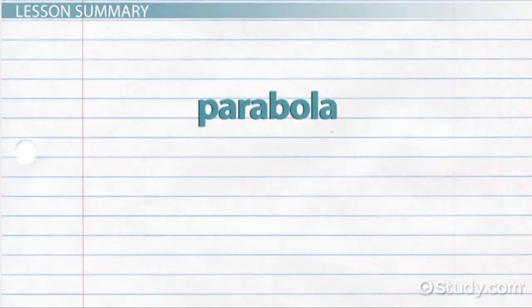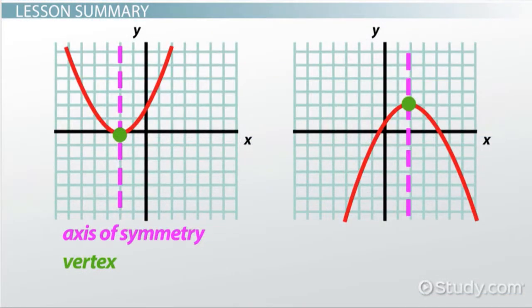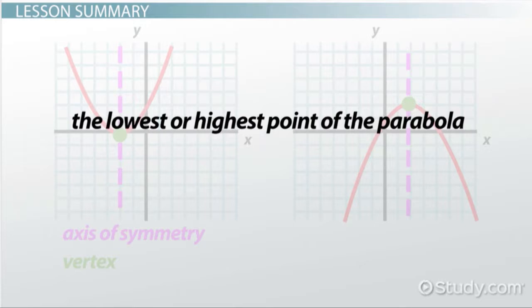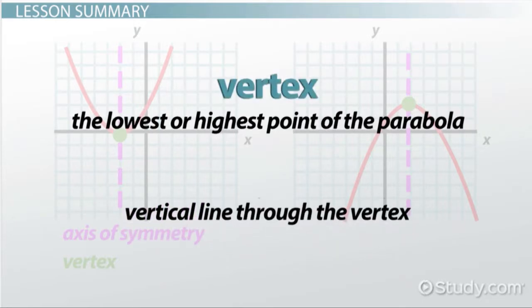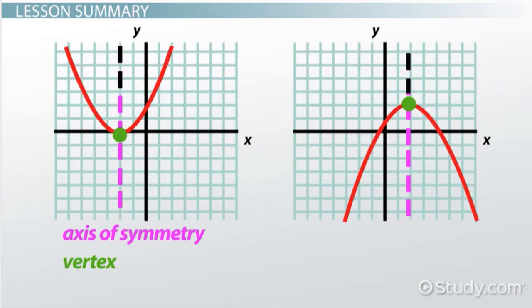A parabola is a curve representing a quadratic equation y equals ax squared plus bx plus c. It has the shape of a U or an upside-down U, and the lowest or highest point of the parabola is called the vertex. The vertical line through the vertex is called the axis of symmetry of the parabola, and the parabola is symmetric with respect to this line.